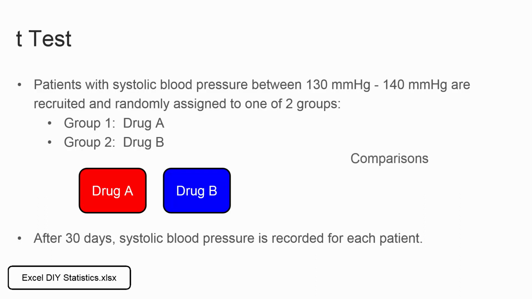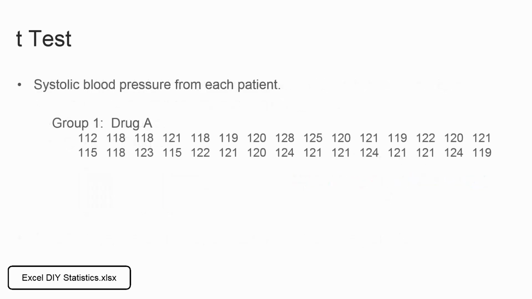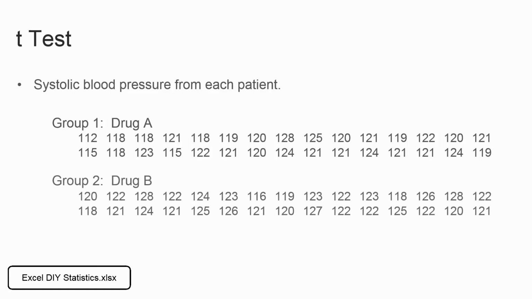From there, the researcher runs the t-test, which computes the mean systolic blood pressure for those in Group 1 who took drug A, and the mean systolic blood pressure for those in Group 2 who took drug B. The t-test will also compute the p-value to determine if one group statistically significantly outperformed the other. The researcher gathered the systolic blood pressure from the 30 participants in Group 1 who took drug A and the 30 participants in Group 2 who took drug B.